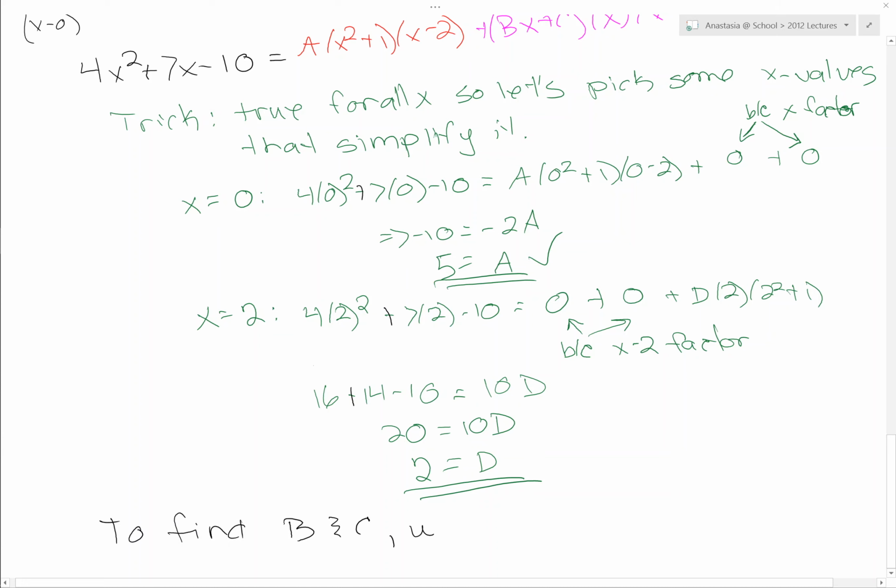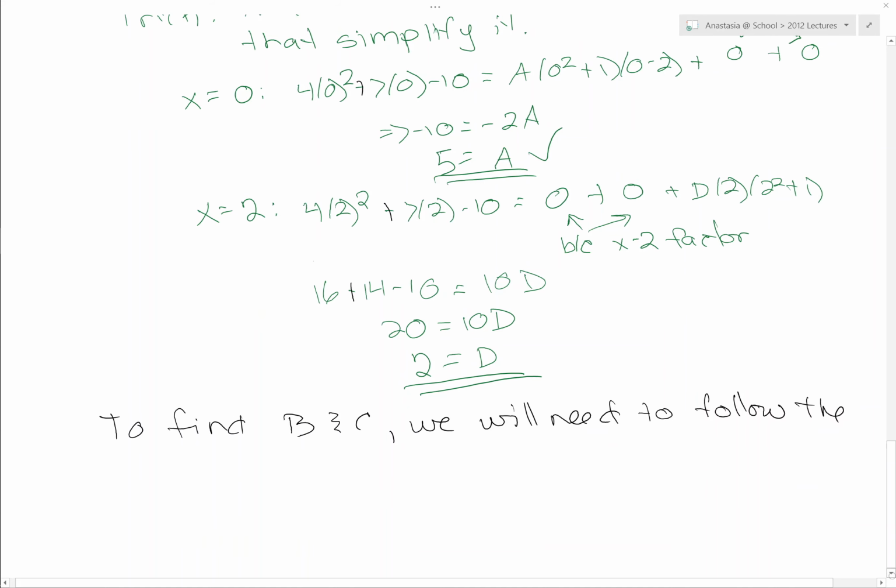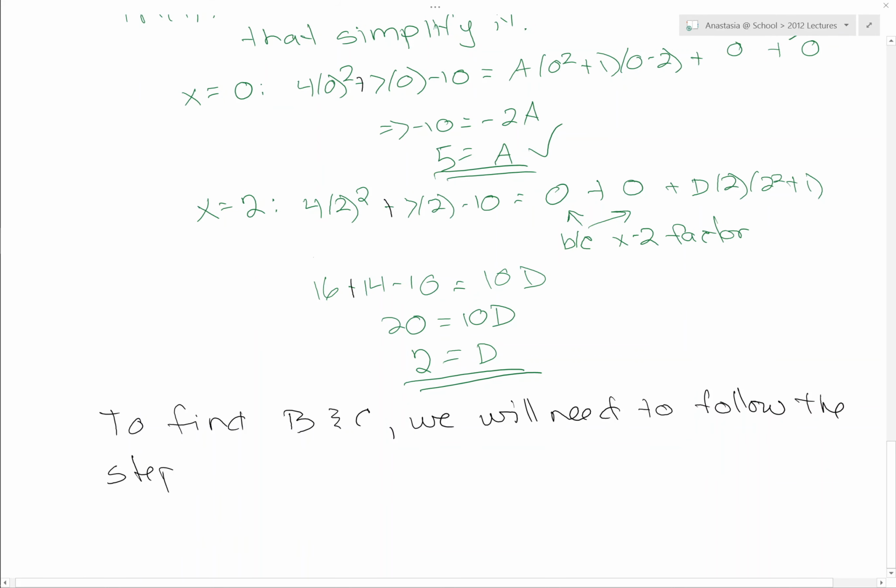we will need to follow the steps for finding the undetermined coefficients.